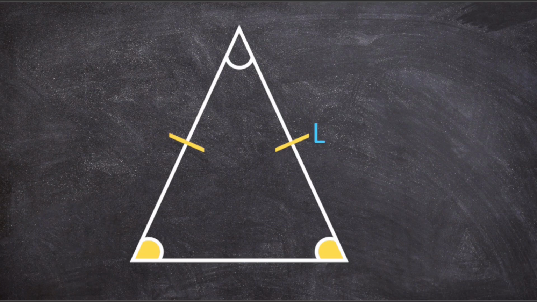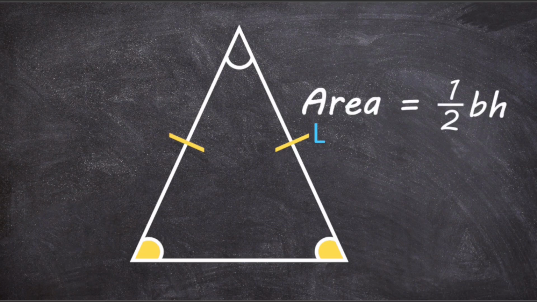When we're asked to find the area of a triangle, the simplest way to do so is by using the equation area equals half base times height. But in this case, we run into difficulty because we have neither a base nor a height. We just have the length of the equal sides and the angles. So the equation in its current form isn't of much use to us. We have to find another way.